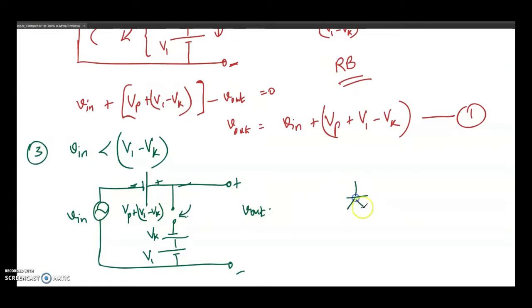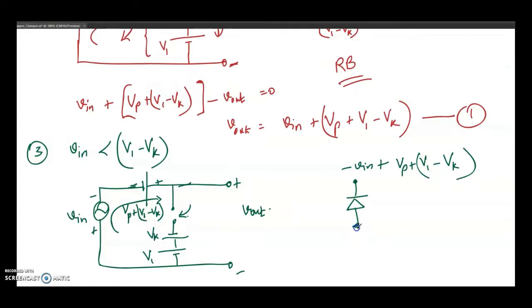The first step is to determine whether the diode that you see here is reverse biased or forward biased. Let me see. The diode has a voltage at this end equal to, since Vin is less than V1 minus Vk, let me assume that the polarity is like this. Minus Vin. Okay, what is the voltage here at this point? As you can see, in the direction of the arrow that I have shown, it is minus Vin plus Vp plus V1 minus Vk.